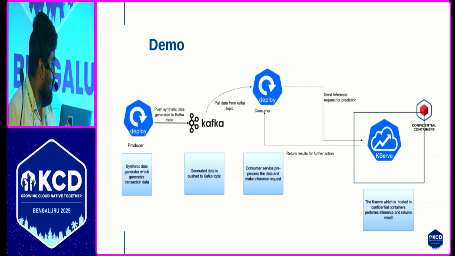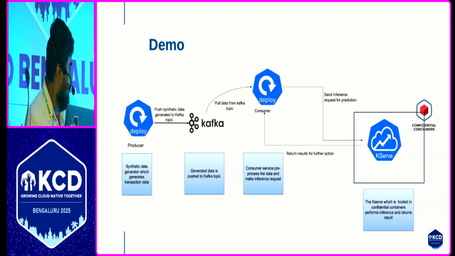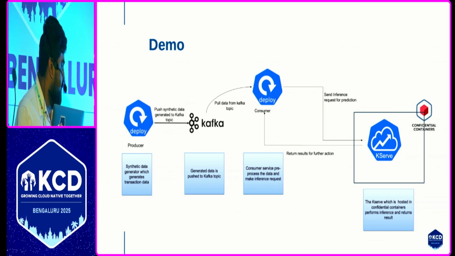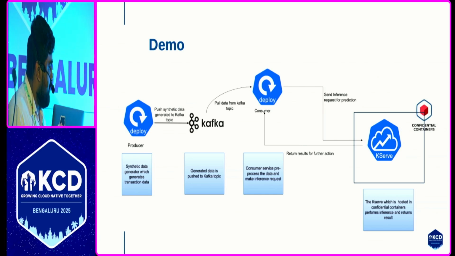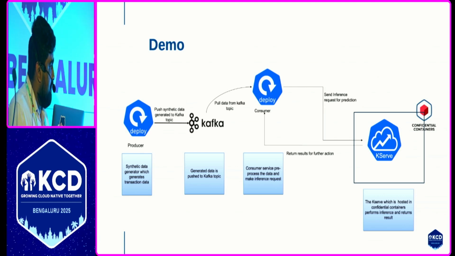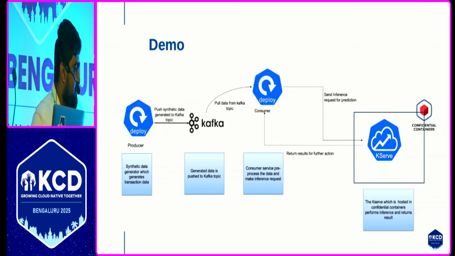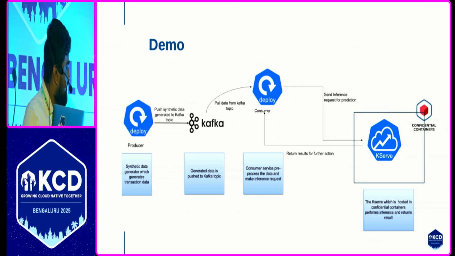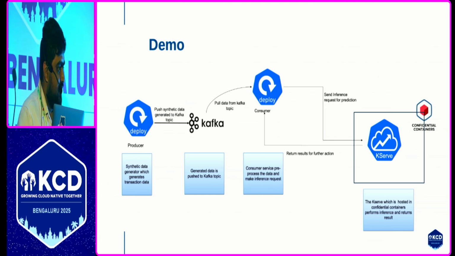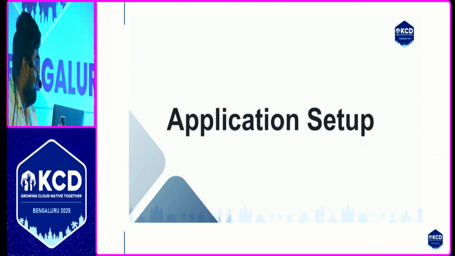This is the demo we have prepared. We have a producer and consumer. The producer creates synthetic transaction data that will be pushed to Kafka. From Kafka, the consumer will be pulling the messages, preparing the inference request, and making the inference request to KServe, which is deployed on confidential containers, and it returns the results back to the consumer for further actions. This is the demo. Let's get started.